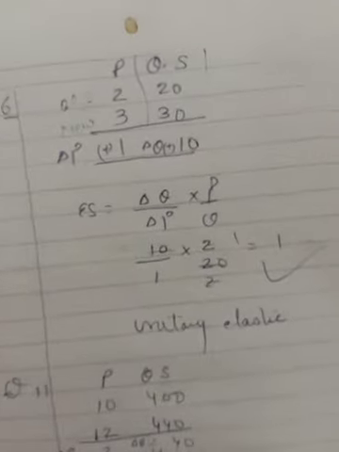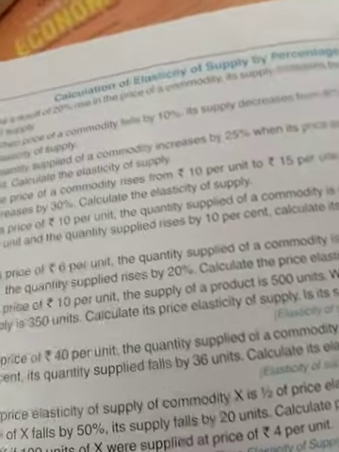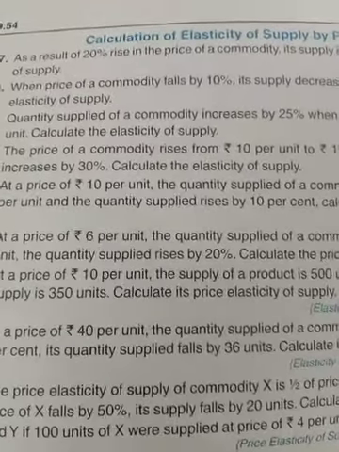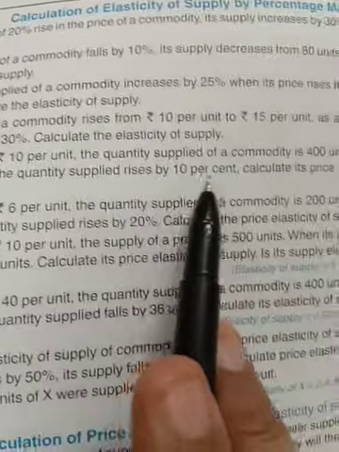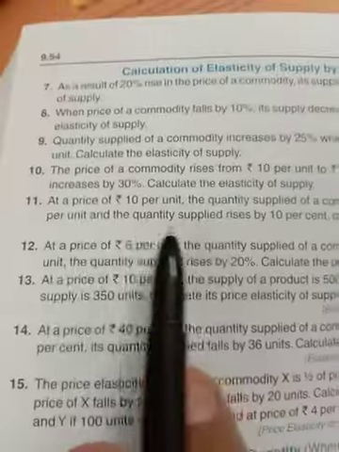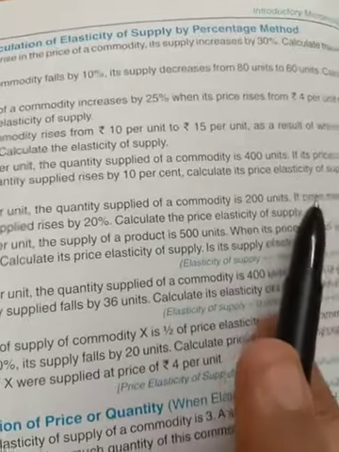And now the next, question number 11, I am doing for you. Let me read question number 11. At a price of rupees 10 per unit, the quantity supplied of a commodity is 100 units and its price rises to rupees 12 per unit and the quantity supplied rises by 10%. Calculate the price elasticity of supply.